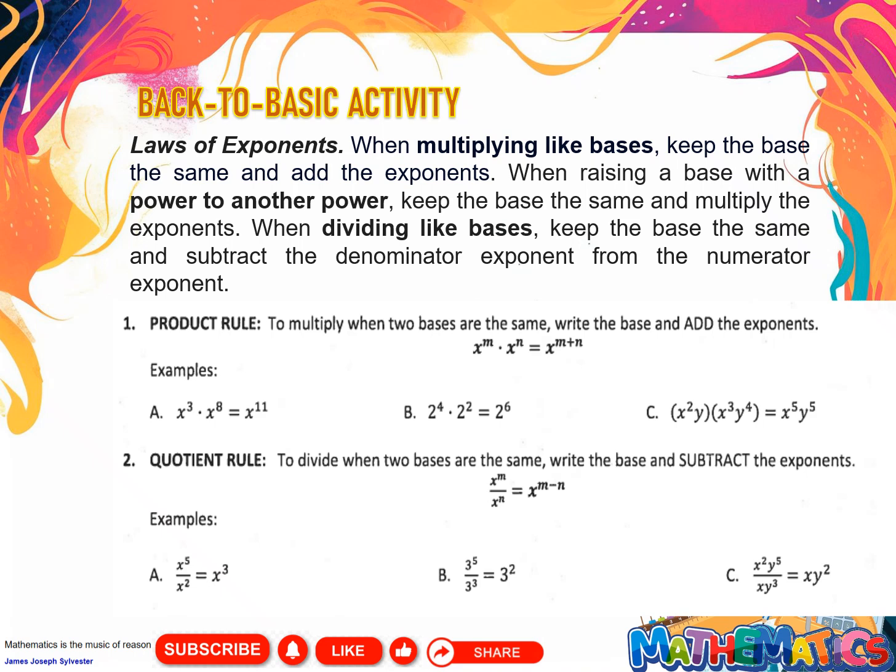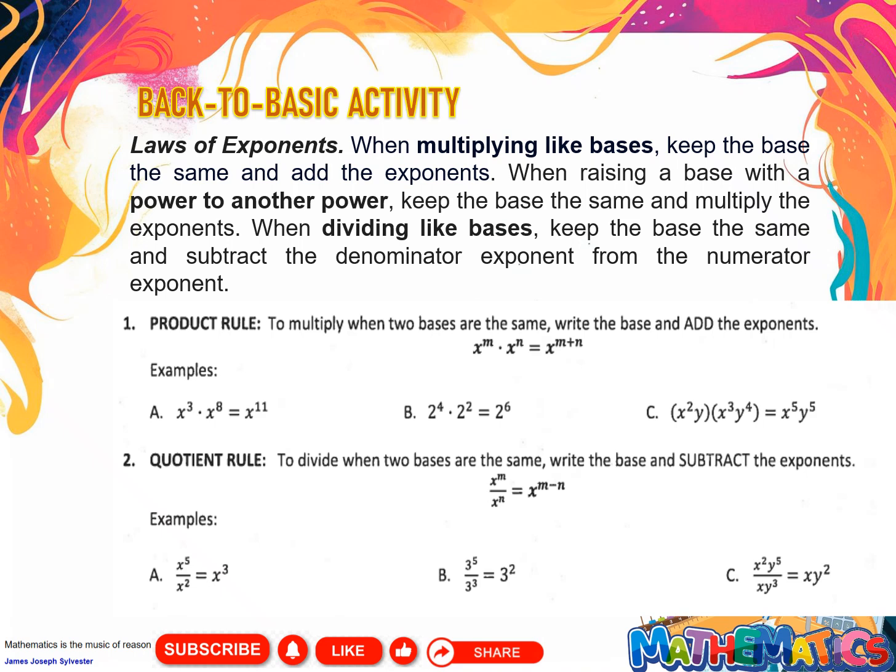In letter C, we have x and y as the common bases. The exponent of x is x raised to the second power, while the other is x to the third power. Copy the base, which is x, then add the exponents, 2 plus 3 is equal to 5. For the base y, we have y to the first power and y to the fourth power. Copy the base y, then add the exponents, 1 plus 4, we have 5. The answer is x to the fifth power times y to the fifth power. So this is the product rule.